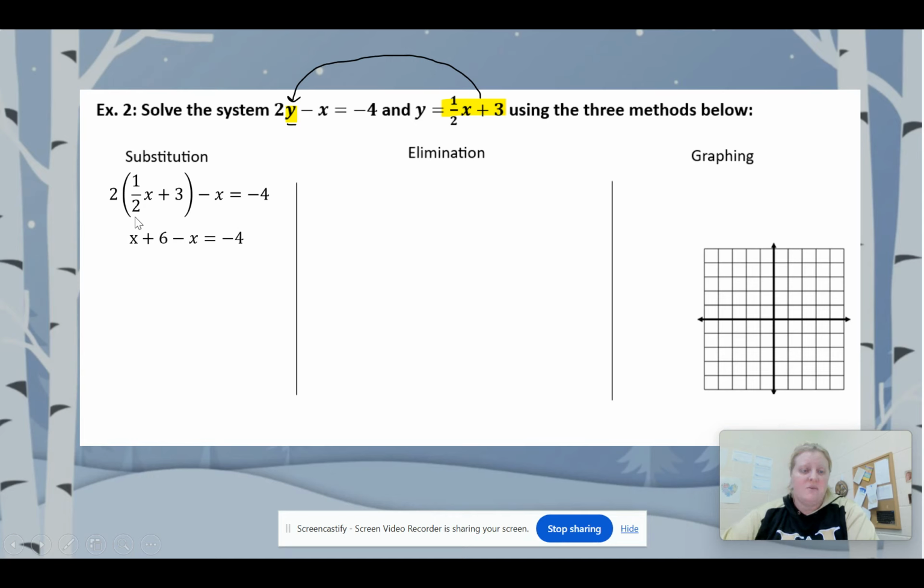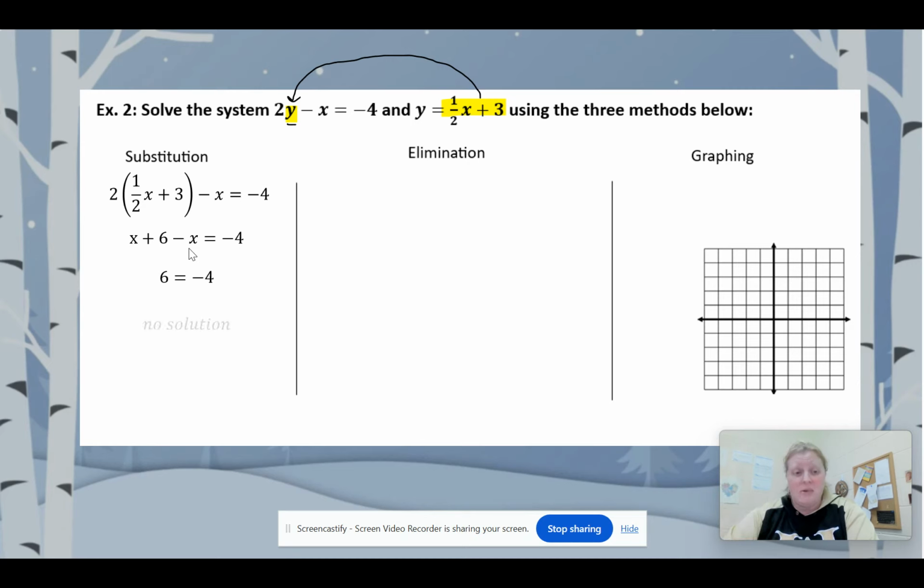2 times 1/2 is 1, 2 times 3 is 6. Then we're going to combine our x and negative x. Well, x minus x is 0, so that gives you 6. So this look always puzzles kids. They get 6 equals -4, and they're like, I did something wrong. Where did my x go? You didn't do anything wrong.